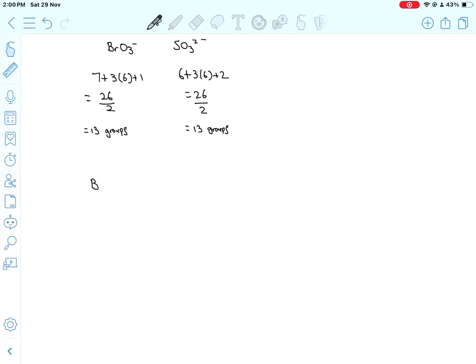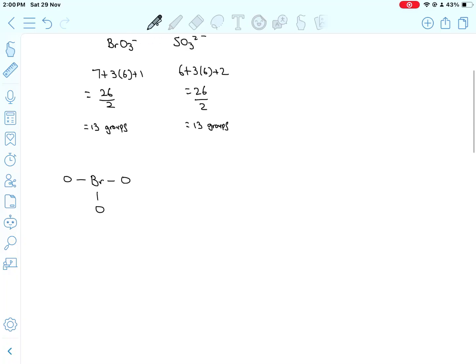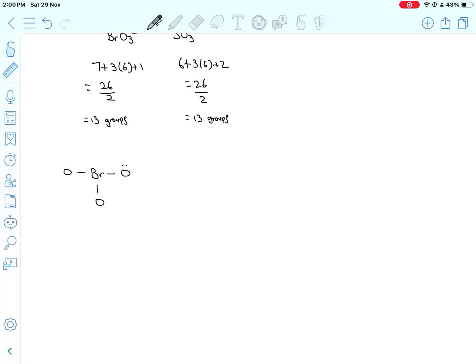Since you have 3 oxygen, it'll be 6 times 3, plus the additional electrons from the ion. So in total you have 26 electrons, and you can divide by 2 to make it easier, which is 13 groups. Then you identify your central atom, which is the Br, and you connect it through single bonds to your peripheral atoms, which is your oxygen.